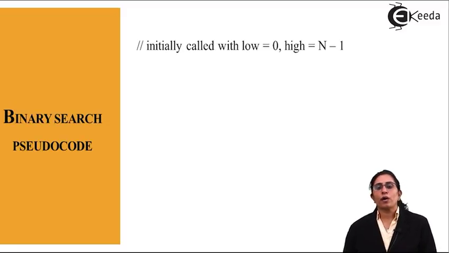So my high has to end with 9. So I have taken n minus 1. If we have put our low as 1, then our high will be n. That is how we will be implementing the binary search pseudocode.